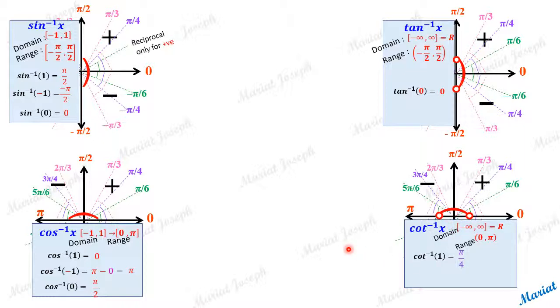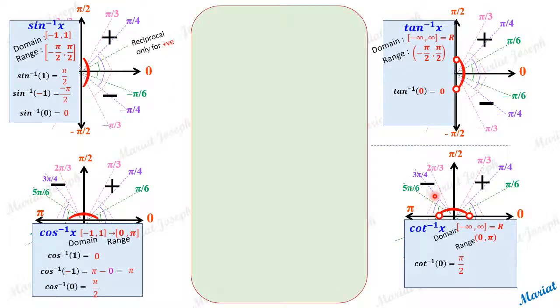Some values, let's consider. Cot inverse 1 is pi by 4. Cot inverse minus 1 is pi minus pi by 4. Same working, because we need to get the angle from the second quadrant. Pi minus pi by 4, taking LCM, we get 3 pi by 4. Cot inverse 1 by root 3 is pi by 3. Cot inverse of 0 is pi by 2.